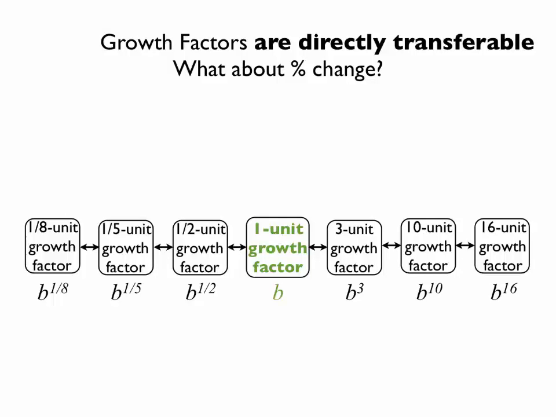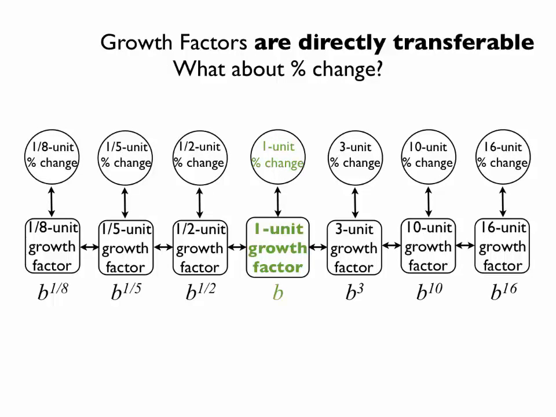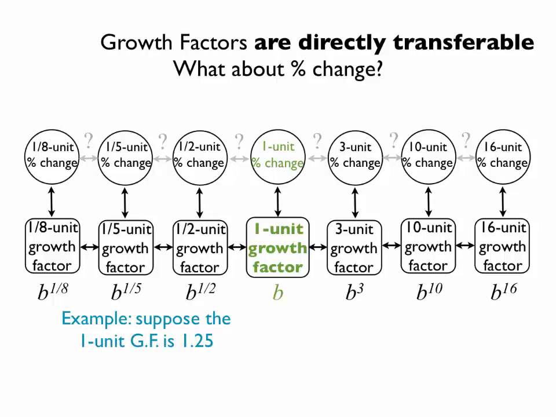All right, what about percent change? Given the 1 unit growth factor is B, we have the 1 unit percent change, and we know we can get any corresponding percent change from its growth factor. The question is, can we directly go from one percent change to another? We've said no, but let's look at another example here. So suppose the 1 unit growth factor is 1.25. What's the 3 unit growth factor then?